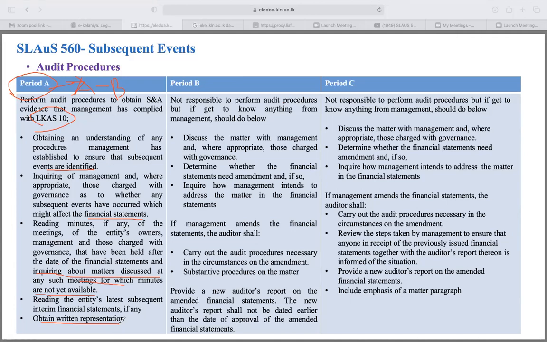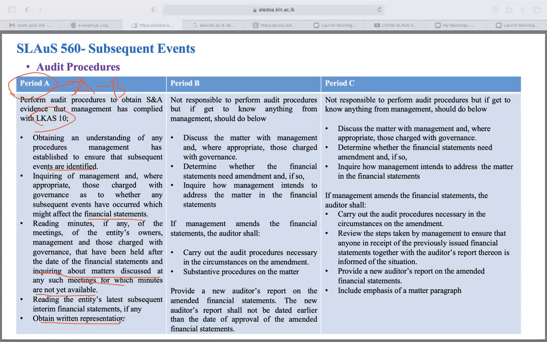Read the minutes of the board meetings. If board minutes are not available up to the date, you can discuss with the management, and you can get an idea of what they have come across in these meetings. And also you can review the subsequent interim financial statements, because if anything happened in that period, the interim financial statements will emphasize these things. And most importantly, you can get written representation.